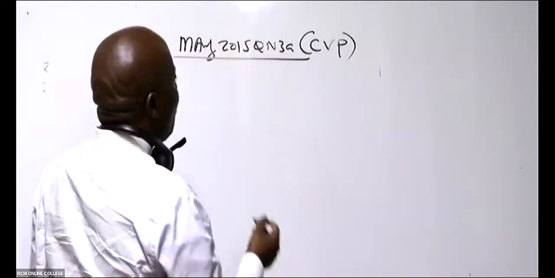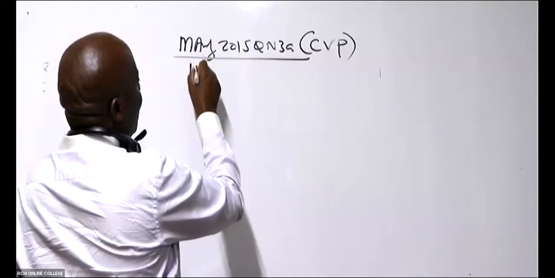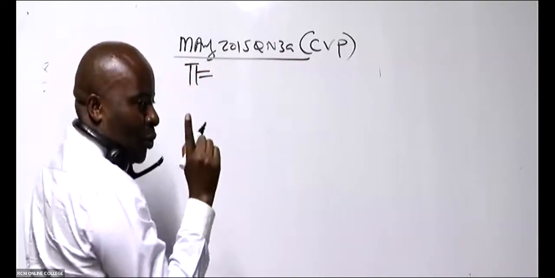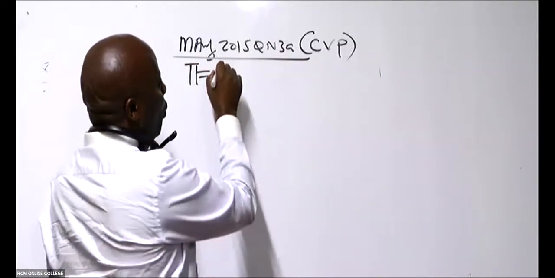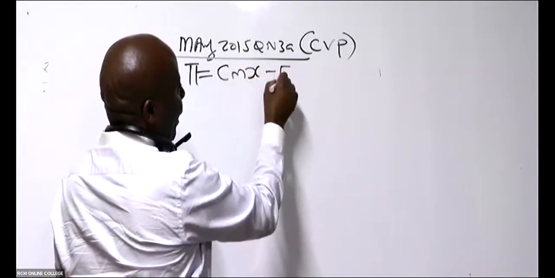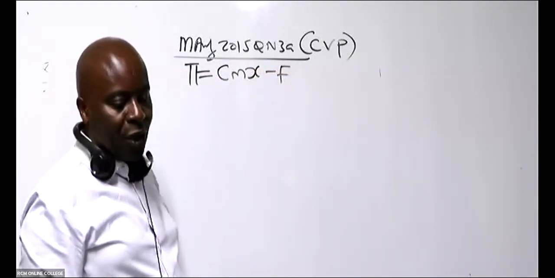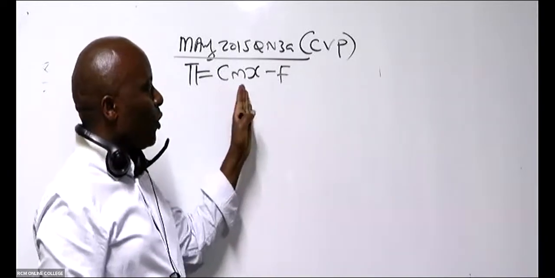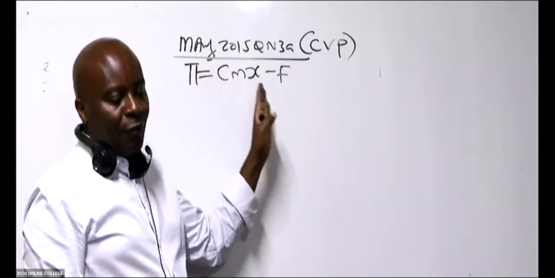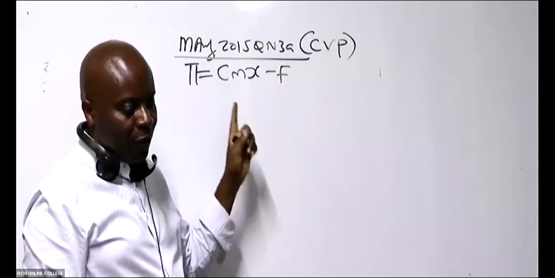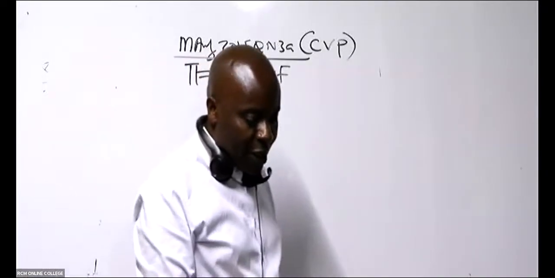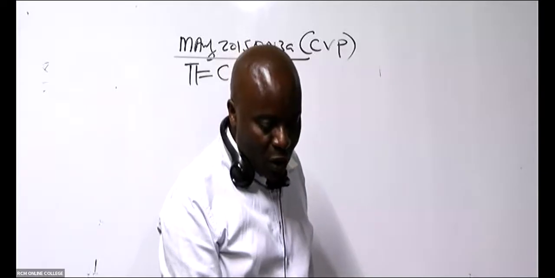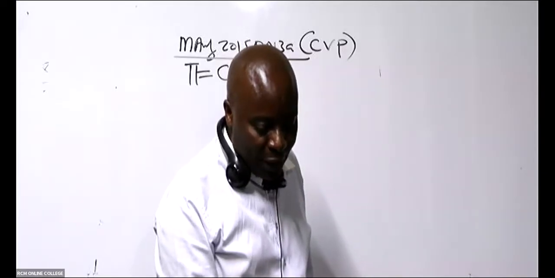When we plan for profit, we said in our last class that we must always be able to remember our profit equation, where our profit will always be equal to CMX minus what here, somebody? Minus fixed cost. So profit is total contribution minus fixed cost of the organization. We're going to use this formula to answer this question that now all of them should be having.